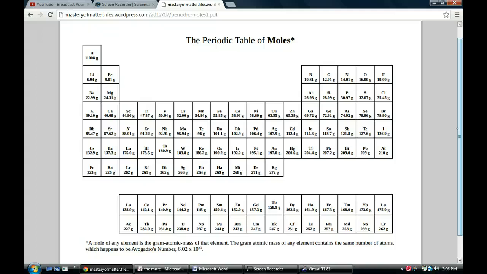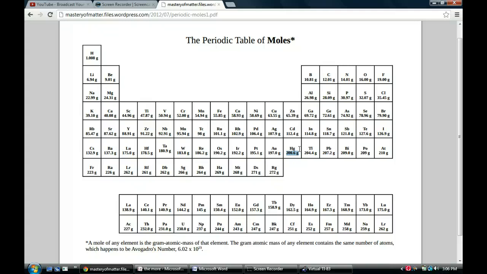Now here's the thing. 12.01 grams of carbon contains the same number of atoms as 14.01 grams of nitrogen, or 16 grams of oxygen, or 19 grams of fluorine, or 40.08 grams of calcium, or 44.96 grams of scandium, or 88.91 grams of yttrium, or 178.5 grams of hafnium, or 195.1 grams of platinum, 197.0 grams of gold, 200.6 grams of mercury. All of those masses of those elements contain the same number of atoms.